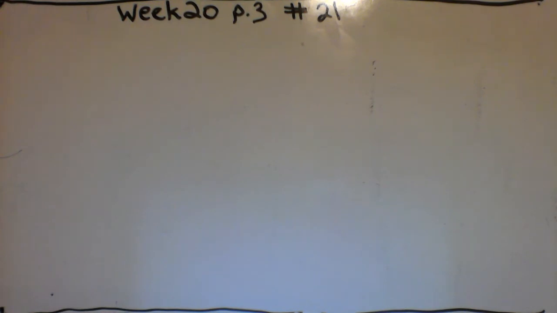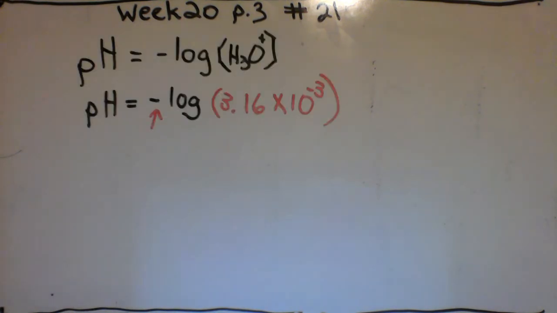This is week 20, page 3, number 21. Lemon juice contains a weak acid. The hydronium concentration is 3.16 times 10 to the negative 3 molar. What is the pH? Here again, we'll use the pH formula.